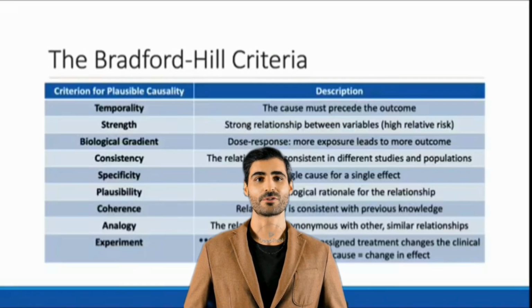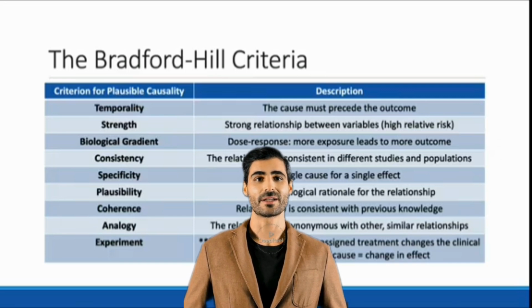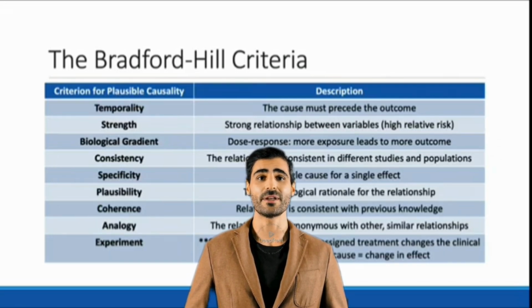Conclusion: the Bradford Hill criteria provide a systematic and logical approach for determining whether an exposure causes an outcome. By evaluating factors like strength, consistency, specificity, and others, public health professionals can confidently assess causal relationships. These criteria play a crucial role in shaping public health policies, prevention strategies, and ultimately improving health outcomes.